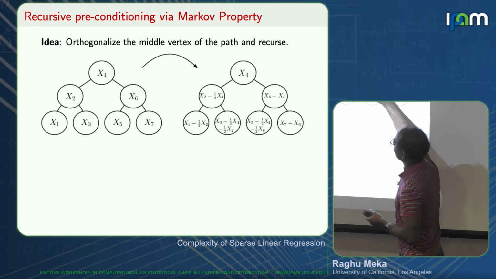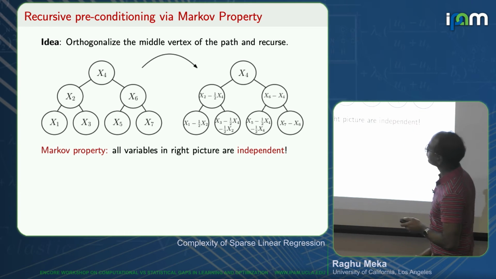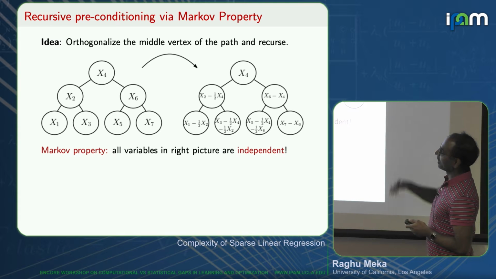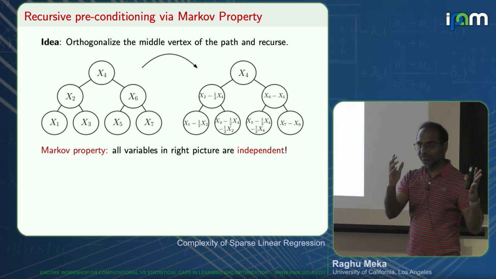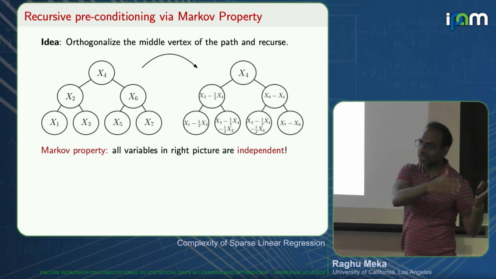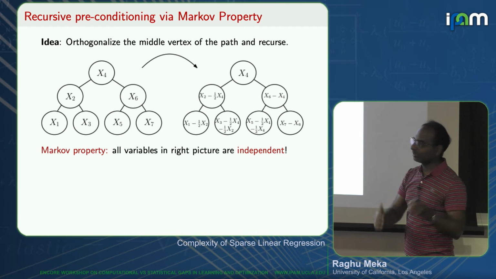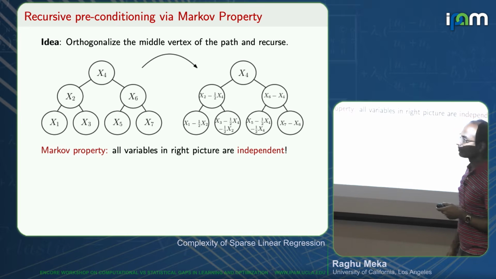So I remove x4 from everything, but then I do it recursively. I first orthogonalize with respect to x4. Then in the left half, I go to the middle point again, which is x2, and then go to the middle point again, and so on. So you have this binary tree, and you keep orthogonalizing with respect to things on the paths.